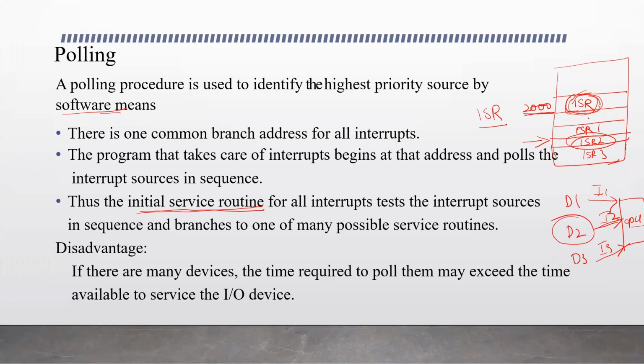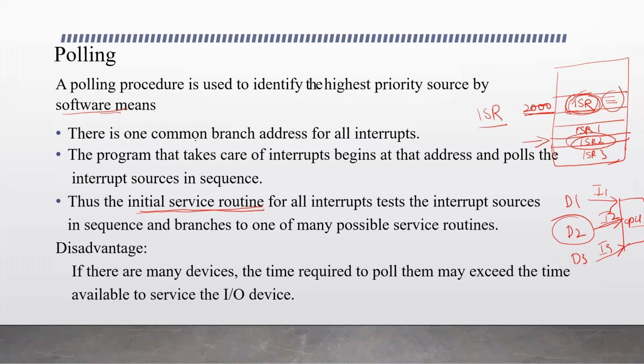How it does this: some instructions are written here that test the devices. That is done based on how these instructions are written. So high speed devices may be identified and considered for servicing first. That depends on how the instructions are written in the initial service routine. Some protocol is used to test the devices. Once the devices are tested and identified, the device will be served first. So this way of testing the devices in sequence, for servicing in order, is called polling.